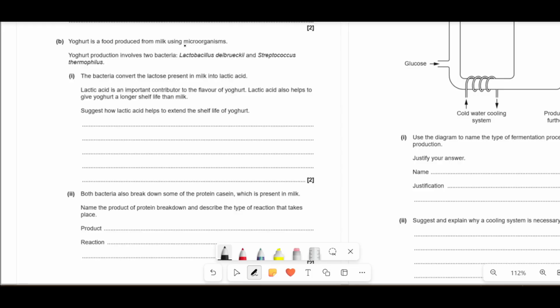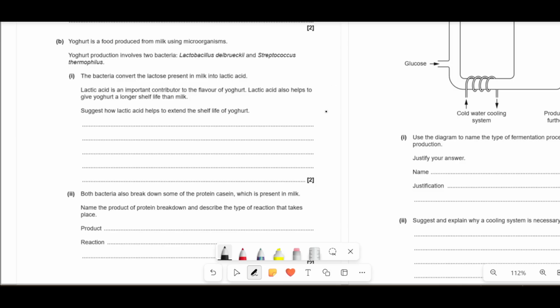So that says yogurt is a food produced from milk using microorganisms. Yogurt production involves two bacteria, Lactobacillus and Streptococcus thermophilus. The bacteria convert lactose present into lactic acid. Lactic acid is an important contributor to the flavor of yogurt. Lactic acid also helps to give yogurt a longer shelf life than milk. So, just how lactic acid helps to extend the shelf life of yogurt.